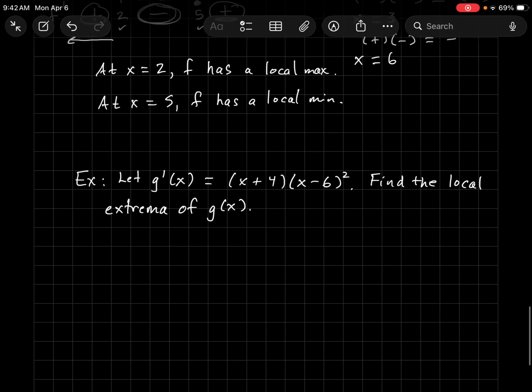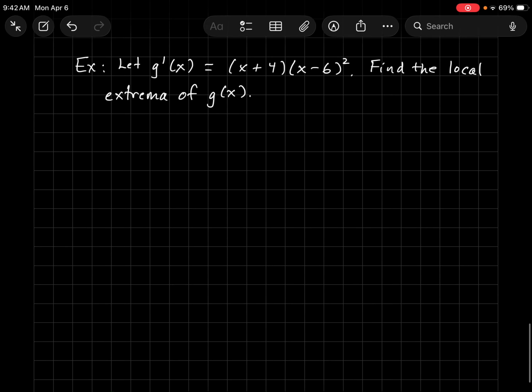One more quick example. Consider g prime, which is x plus 4 times x minus 6 squared. And let's find the local extrema of g. Again, I'm going to do my number line to build a sign chart and put G prime here. I already have G prime. It's already factored, so I can put in my critical points right away, -4 and 6. I'm going to do the sign chart very quickly.